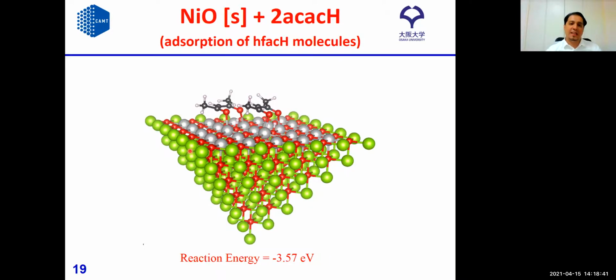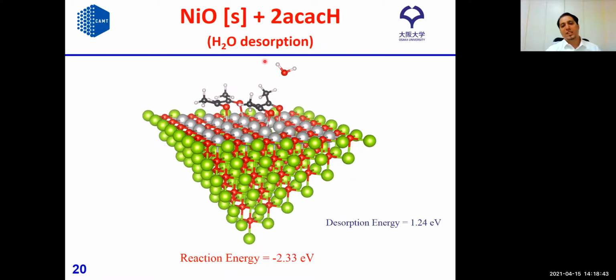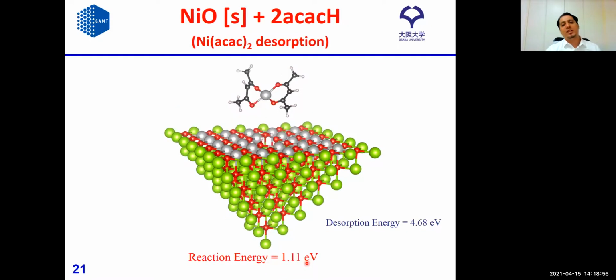After that, we have tested the desorption energies. So if we assume the H2O dissolved first, we need 1.24 eV, and the reaction energy will increase to -2.33 eV. However, if we assume the nickel complex is dissolved first, as you can see here, the reaction energy increased to 1.11 eV, which means the needed energy is 4.68 eV. So it means the H2O will be dissolved first. After that, this nickel complex will be dissolved.